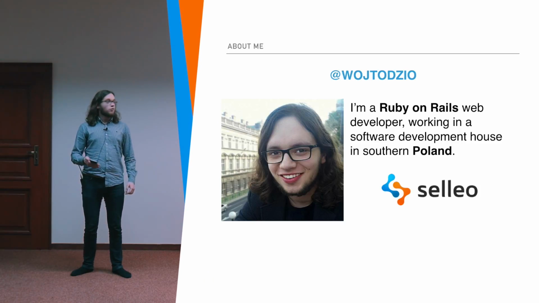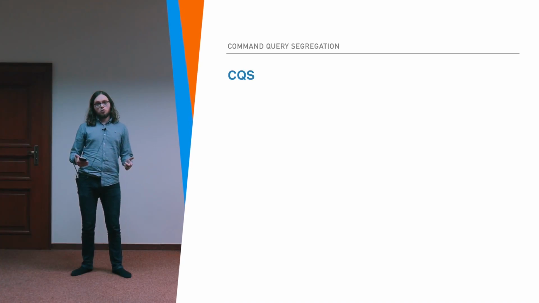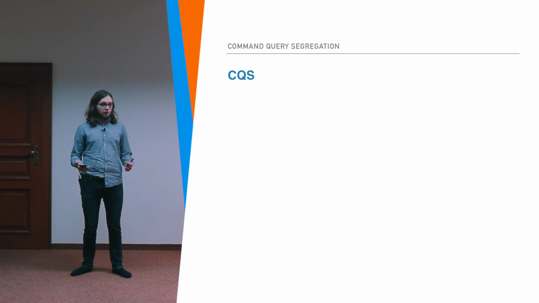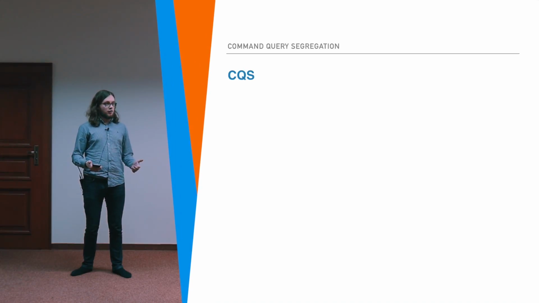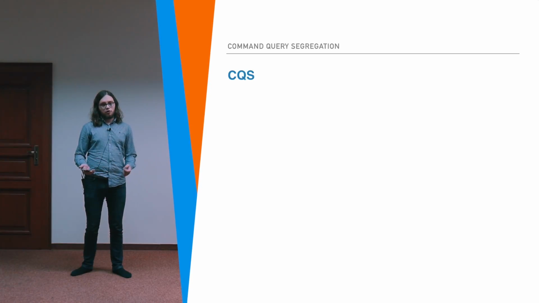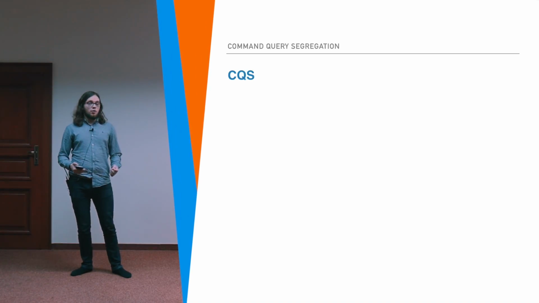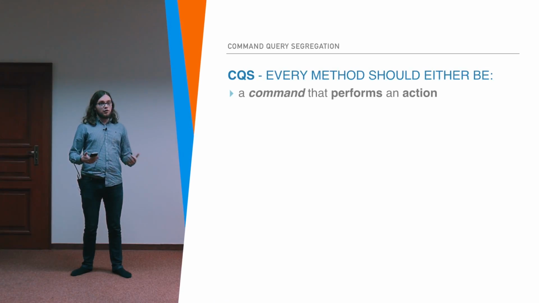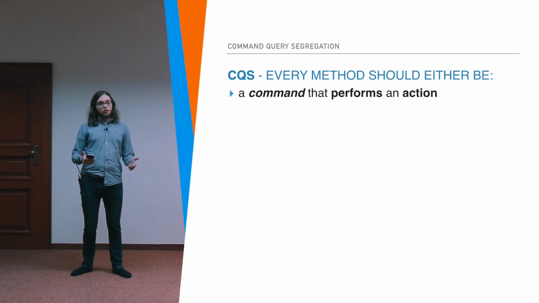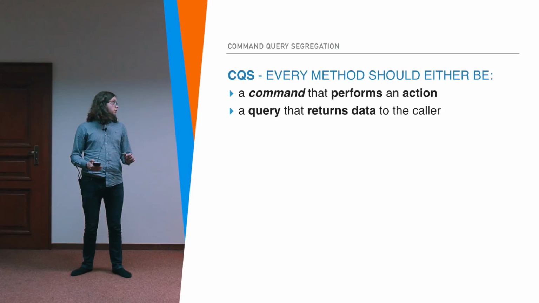So, to understand what CQRS is, we have to explain to ourselves what CQS is in the first place. So CQS is a principle developed in the 80s, so it's quite old, and it says that every method should either be a command, so something that performs an action in your system, or a query that returns data, but they should never be both.